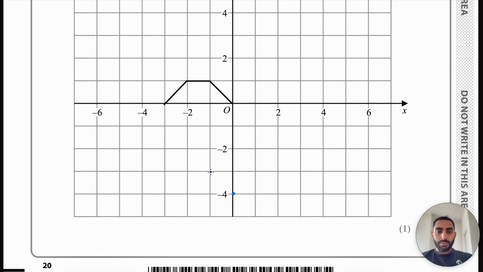This point would just be here. This point would be there, and that one there. And I just need to connect them all up. I would do this with a pencil just in case you make any mistakes, but I'm just doing it with blue so that you can see it a little bit more clearly.